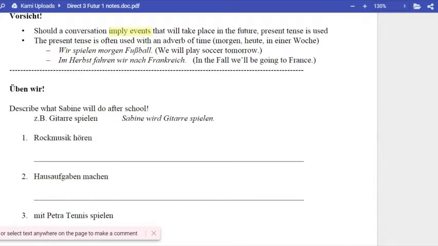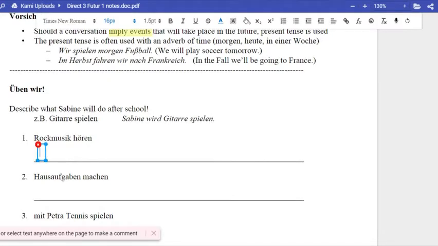In German, we use the verb werden. Okay? So, Sabina is going to be the subject of all these sentences. So, I'm going to get my text box, and I'm going to start off with Sabina. Now I need to conjugate werden to go with Sabina.